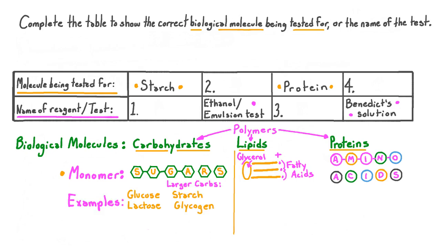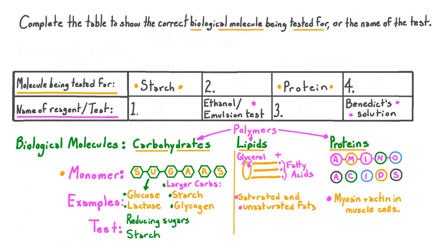Some examples of carbohydrates include glucose and lactose, which are both simple sugars, and also some larger carbohydrates such as starch or glycogen. And fats can also be divided into whether they're saturated fats or unsaturated fats. A couple examples of proteins include myosin and actin, which are in our muscle cells and allow us to move. Next, we'll list the tests used to identify these biological molecules in food samples.